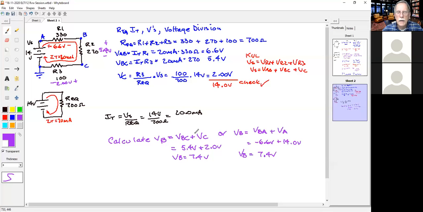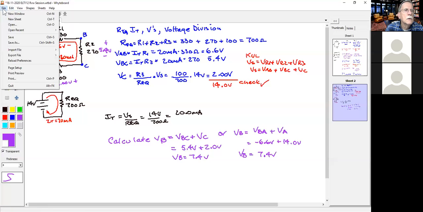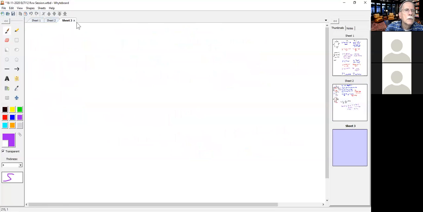Any questions on any of that? No. We good? Yeah. Okay. So let's take a look at a parallel circuit. So we did voltage division, we did calculations. Okay. So let's look at a parallel circuit.